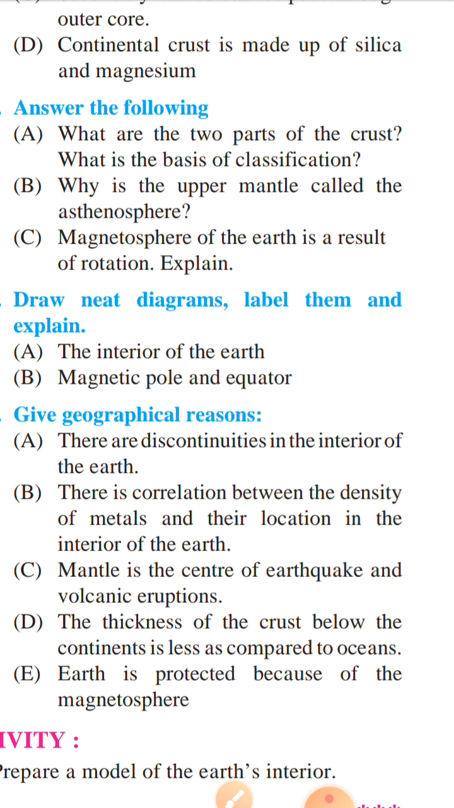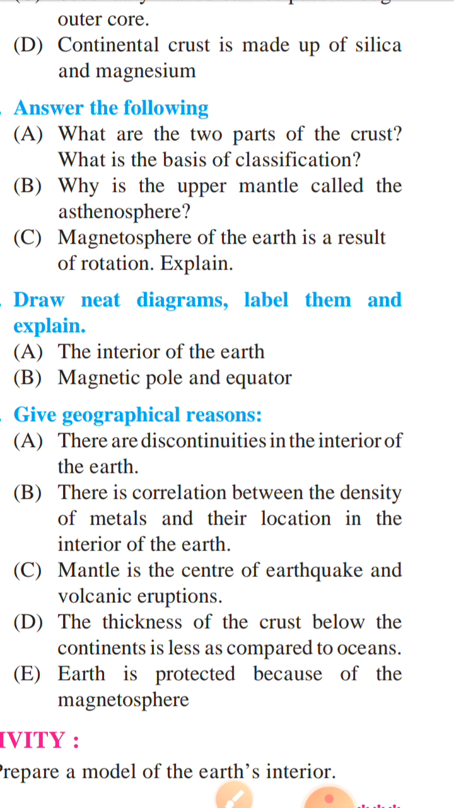Now next one: the thickness of the crust below the continent is less as compared with the ocean. Look at here, this question's answer is on page number 12, crust point. First point: below the continents the thickness of the crust is from 16 to 45 kilometers, and it is 40 under the mountain and less than 10 kilometers under the oceans. Page number 11 to 12, the crust point.